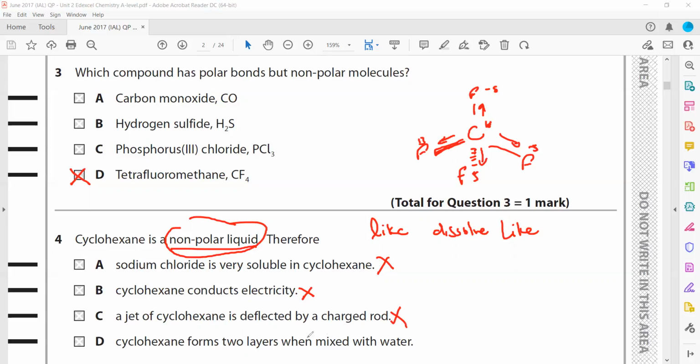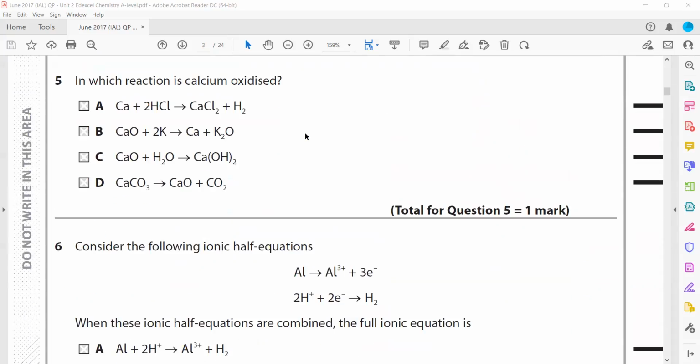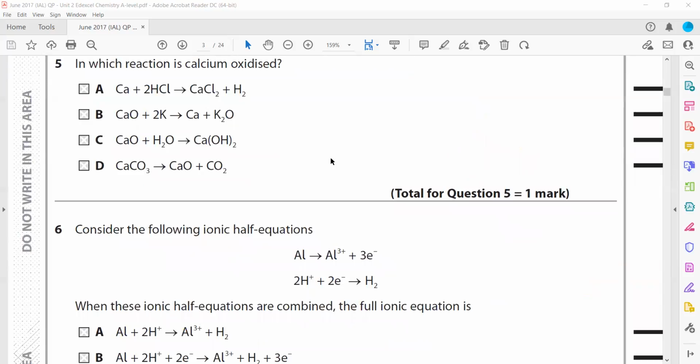And cyclohexane forms two layers when mixed with water. That is true, because as I mentioned, like dissolves like. Covalent compounds, like organic compounds, are usually non-polar, except alcohols and carboxylic acids. So the organic liquid is non-polar and water is polar. When we mix them together, what will happen? It will produce two different layers. So D is the right answer. The two different layers are formed due to the difference in the nature of the molecules.